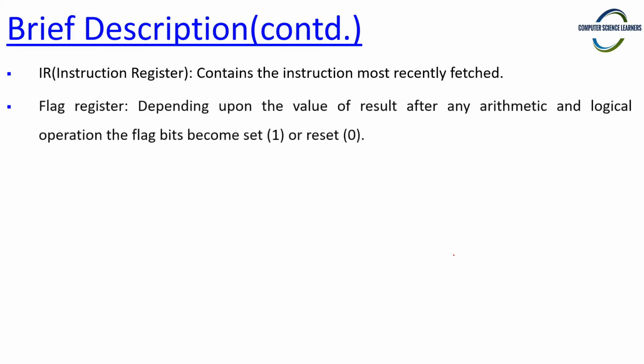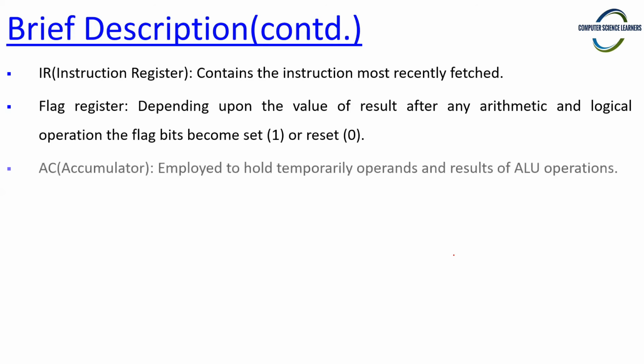Whatever instruction we fetch from the memory for execution will come through the IR, that is the instruction register. Then we have a flag register, which indicates the different operations. A flag is something which will have either a 1 or a 0, so it has two states: set means 1 and reset means 0. Whenever any arithmetic or logical operation is performed by the ALU, the flag register indicates the result on the basis of the flag value, whether it is 0 or 1.